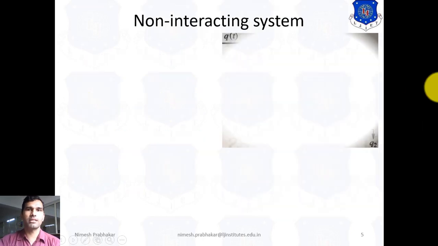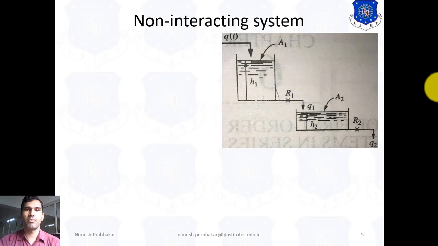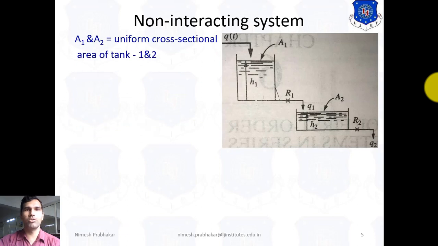So this is the figure of the non-interacting system, and here we derive the transfer function of the non-interacting system. Here A1 and A2 are the uniform cross-section areas of tank 1 and tank 2. That means this is tank 1 and this is tank 2, with uniform cross-section areas A1 and A2.